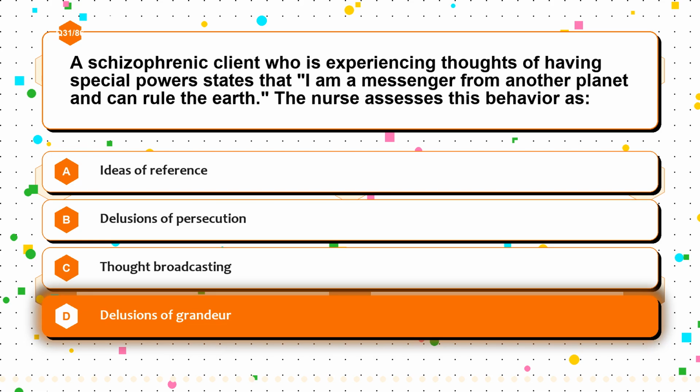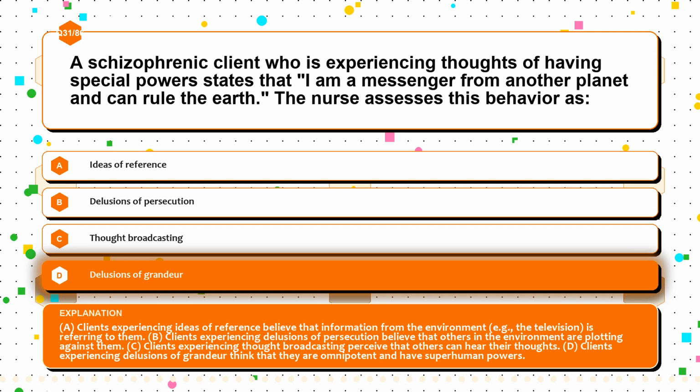The correct answer is option D. Delusions of grandeur. A. Clients experiencing ideas of reference believe that information from the environment, for example the television, is referring to them. B. Clients experiencing delusions of persecution believe that others in the environment are plotting against them. C. Clients experiencing thought broadcasting perceive that others can hear their thoughts. D. Clients experiencing delusions of grandeur think that they are omnipotent and have superhuman powers.